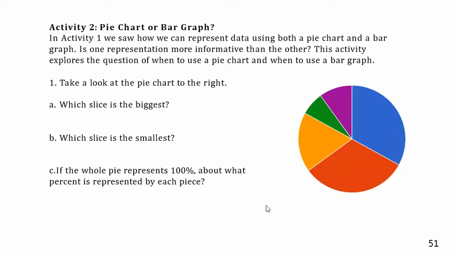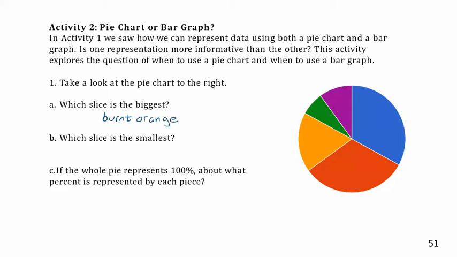Well, the first two questions are pretty straightforward. Which slice is the biggest? Looks like the orange. Would you call that orange, red, burnt orange? I don't know. It looks like burnt orange to me. Whatever you called it is fine as long as you were looking at this slice right here. That looks to be the biggest one.